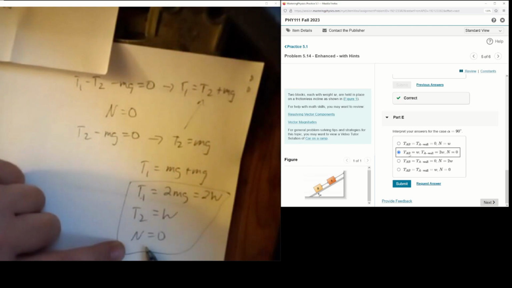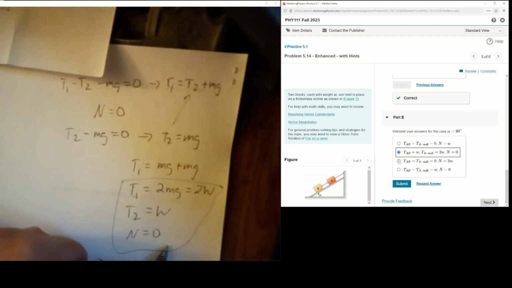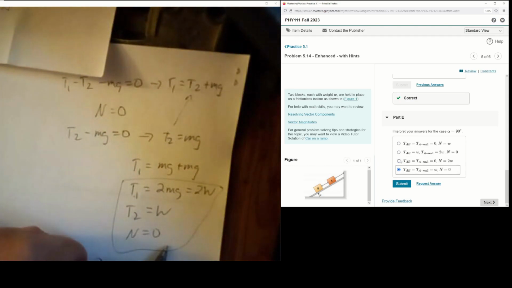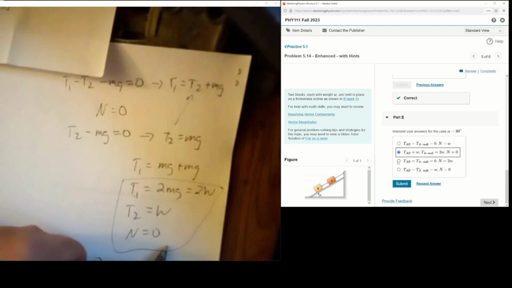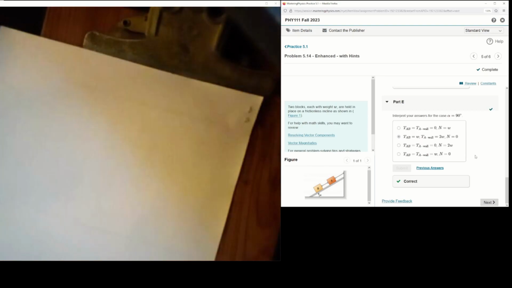So the second one is the correct one. Just looking at the others, the other two here say the tension's equal, which is not the result we got. So the only one here that's possible to be true is the second one. And that is 2 blocks on a ramp.